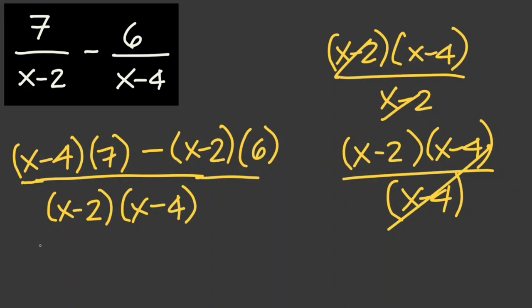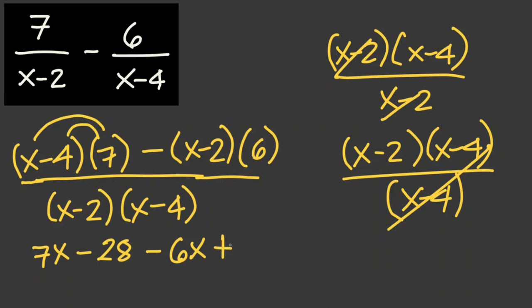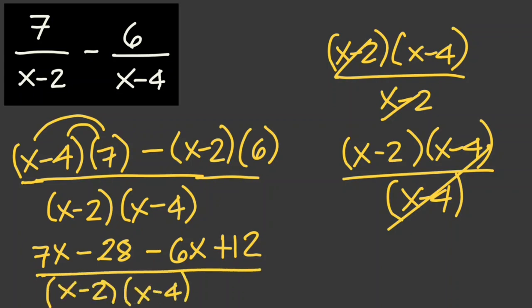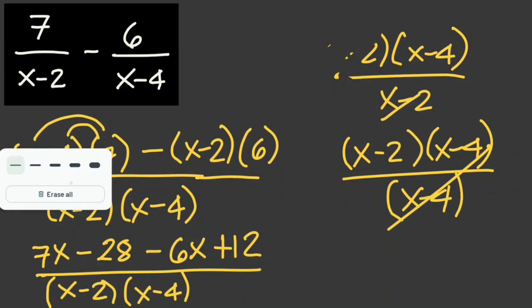And now we can simplify our numerators. We distribute 7 to the expression inside the parentheses, so that is 7 times x minus 7 times 4. Then minus 6 times x, minus negative 2 times 6, which is negative 12, so it will be plus 12, over x minus 2 times x minus 4.